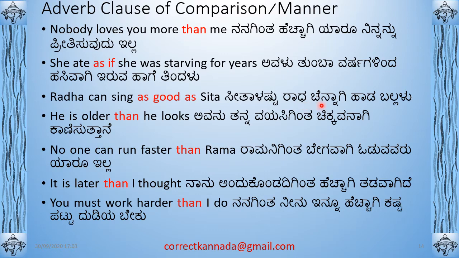ಸೀತಾಳಷ್ಟು ರಾಧಾ ಚೆನ್ನಾಗಿ ಹಾಡಬಲ್ಲಳು. Again balla. So ashtu, we have seen this construction. When you add ashtu, it's like comparison, as good as. He is older than he looks. ಅವನು ತನ್ನ ವಯಸ್ಸಿಗಿಂತ ಚಿಕ್ಕವನಾಗಿ ಕಾಣಿಸುತ್ತಾನೆ. So he appears to be younger than his age. ವಯಸ್ಸಿಗಿಂತ, to his age. ವಯಸ್ಸಿಗಿಂತ ಚಿಕ್ಕವನಾಗಿ. So it is a comparison to his age. His appearance is being compared to his age. That's why inta is used.